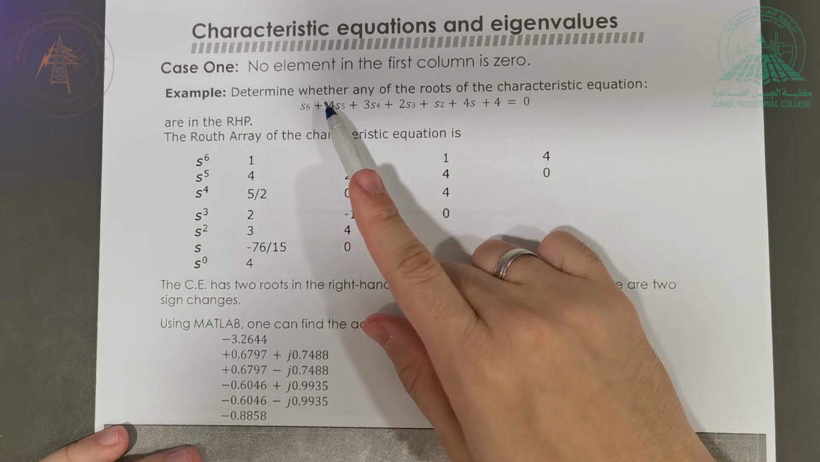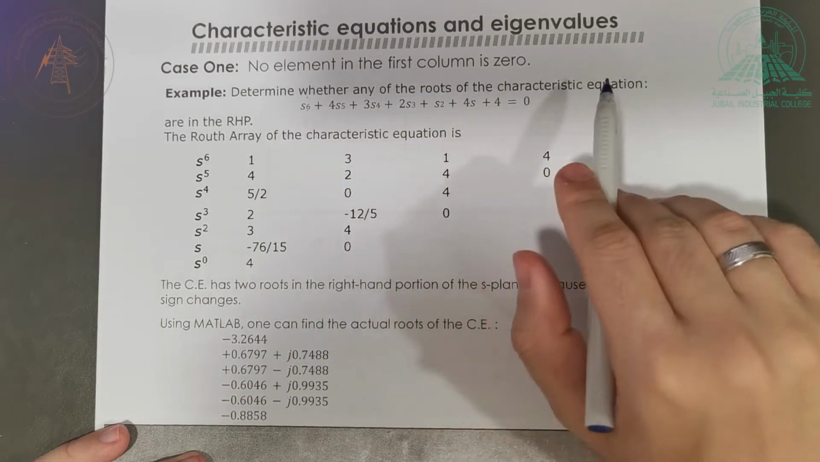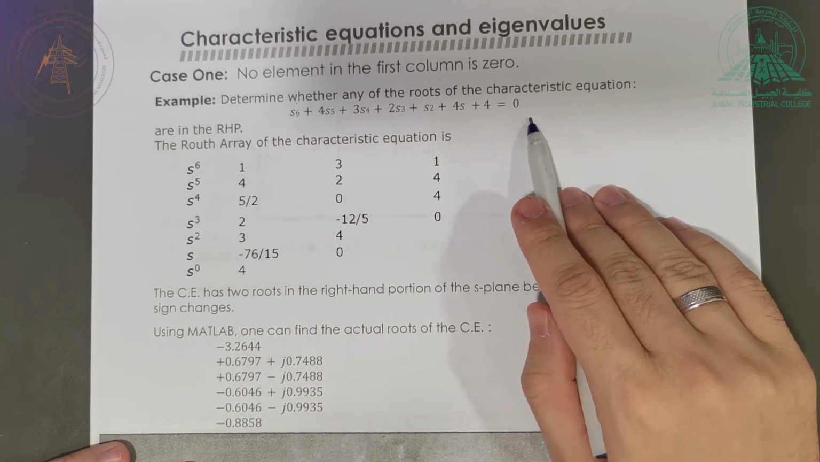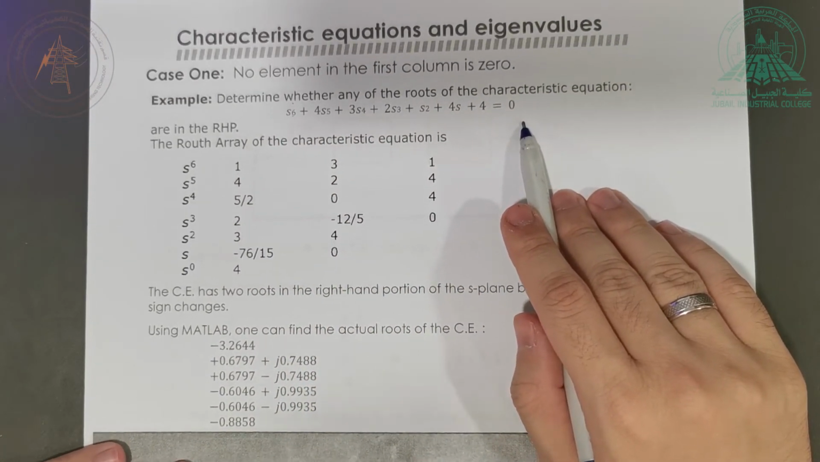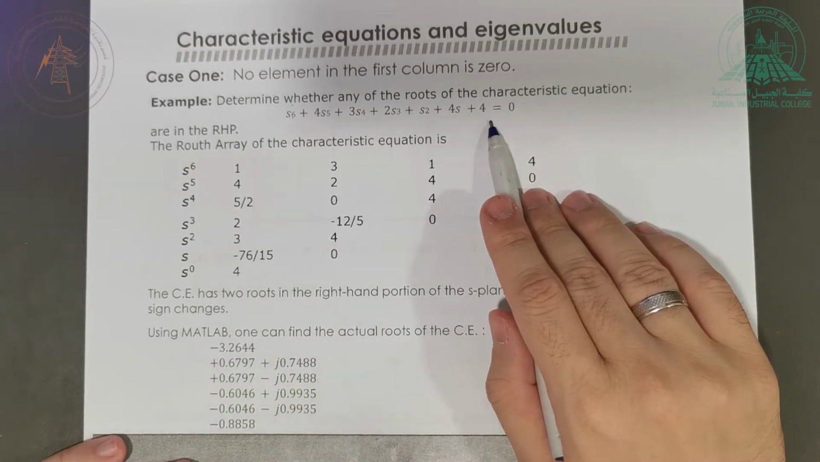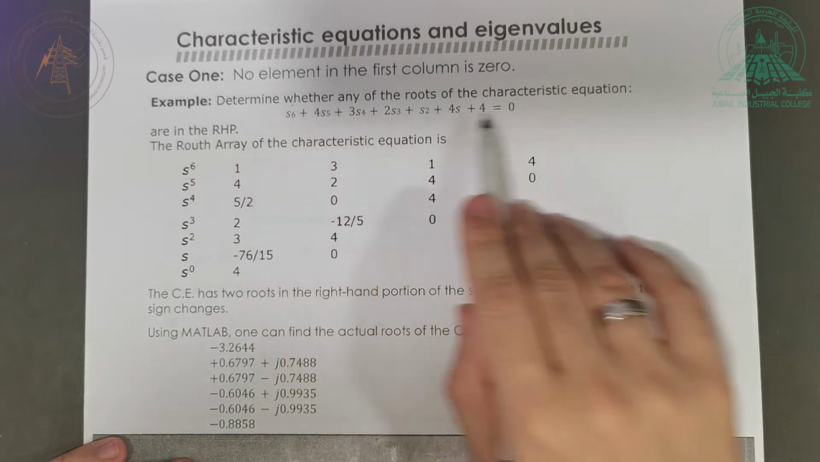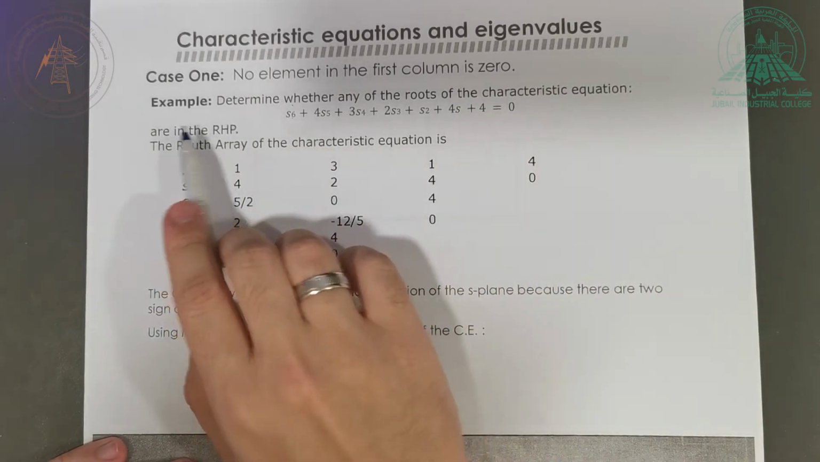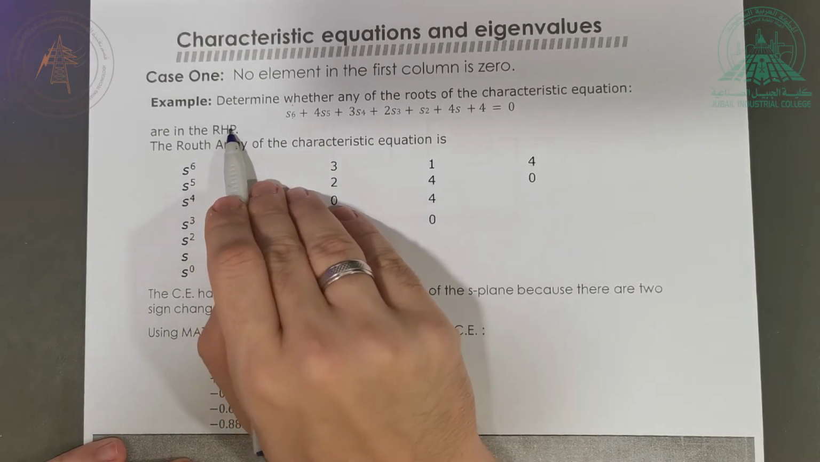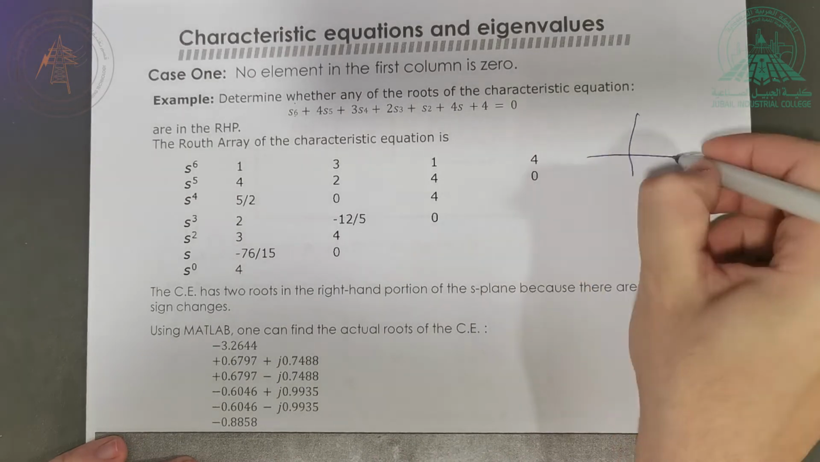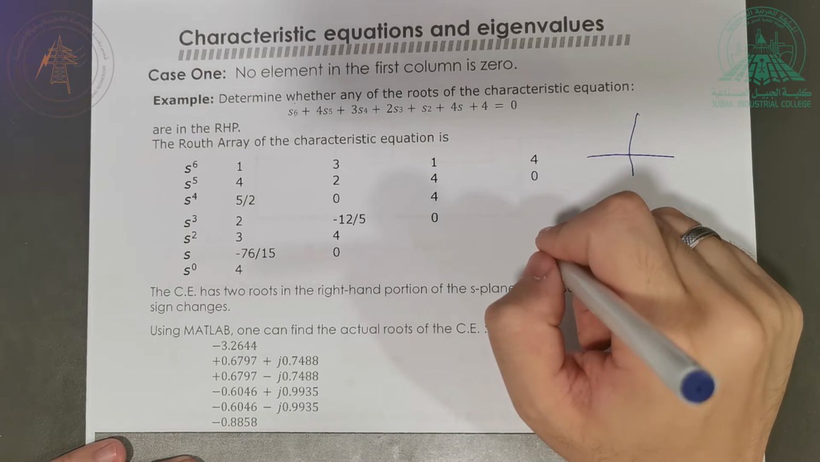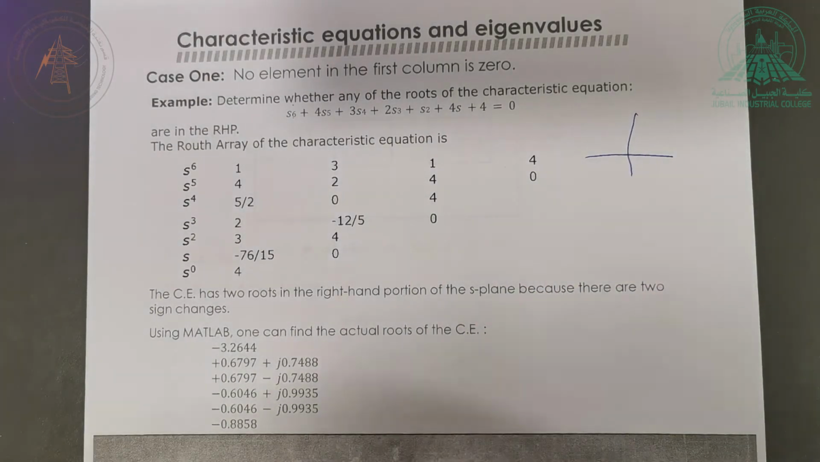It says determine whether any of the roots of the characteristic equation. So this is the characteristic equation. He didn't even give me the transfer function. All I need to determine the stability is just to look at the characteristic equation. So he's telling me if this is the characteristic equation, then are any poles in the RHP? RHP means right hand plane. Do I have anything on the right hand plane or not? If I have anything on the right hand plane, it means unstable. Okay, so let's see how I apply this technique.